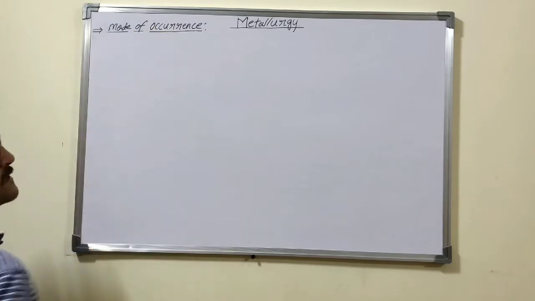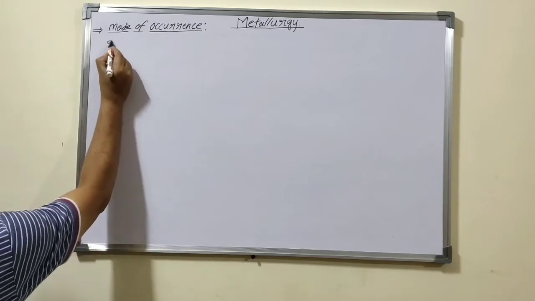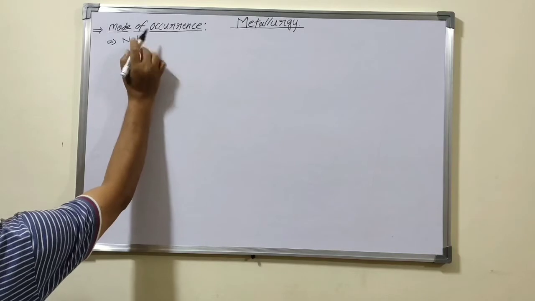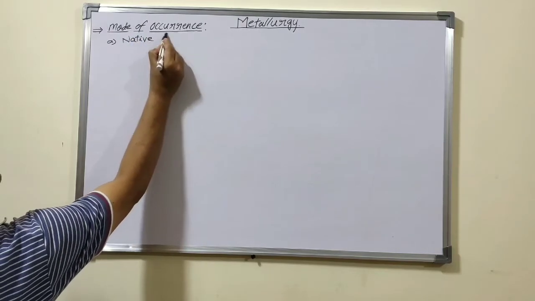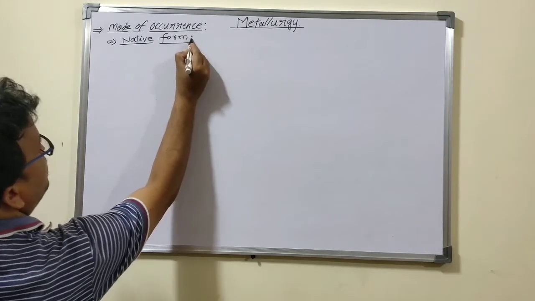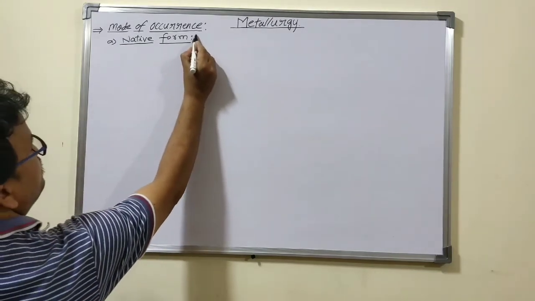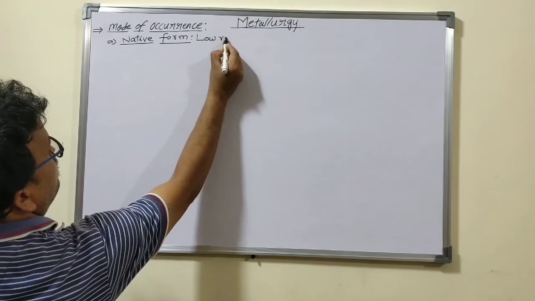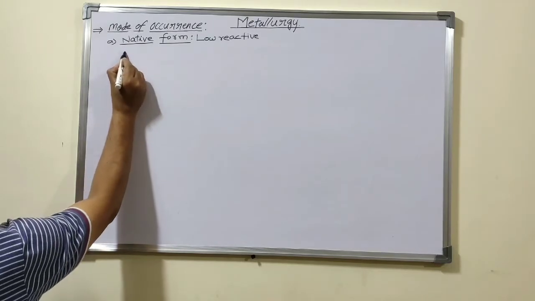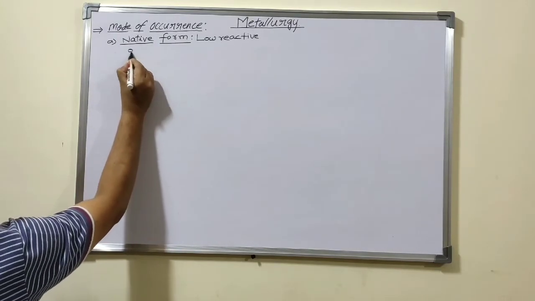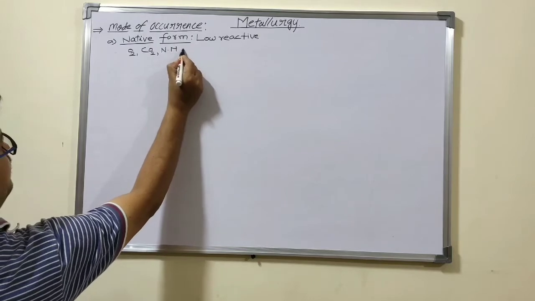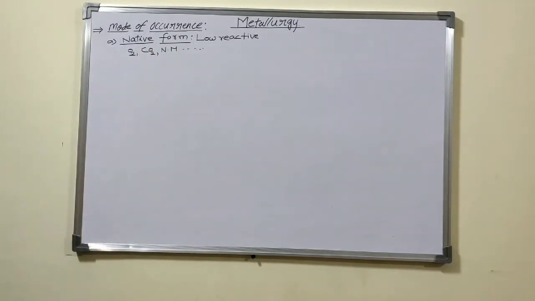Mode of occurrence. Elements occur in two modes, native form and combined form. What is meant by native form? The elements which are low reactive and are not attacked by oxygen, carbon dioxide, non-metals and so on. These are in native form.